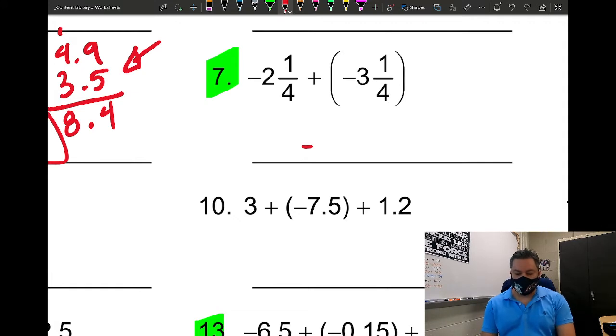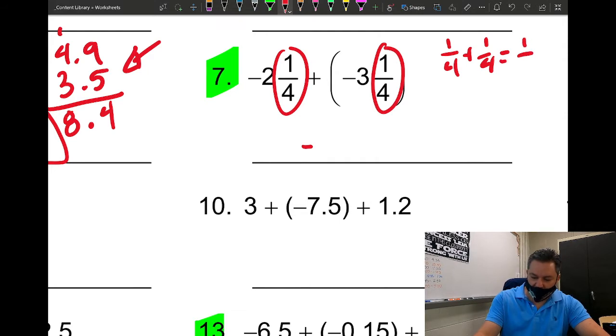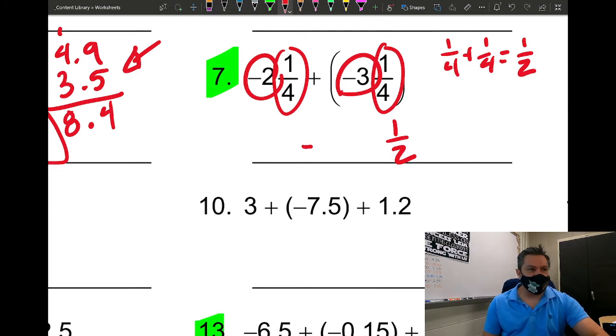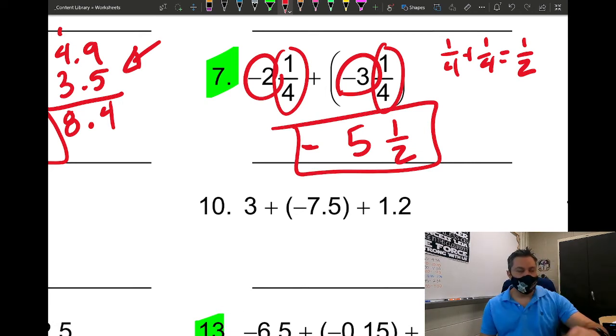So in this case, what I will do is I will just combine the two fractions. I have 2 quarters. If I add a quarter plus a quarter, I get 1/2, right? So my fraction is going to be 1/2. And then I can add these two negatives. Negative 3 and negative 2 is 5. And I already said my answer is negative, and that is my answer. That's it.